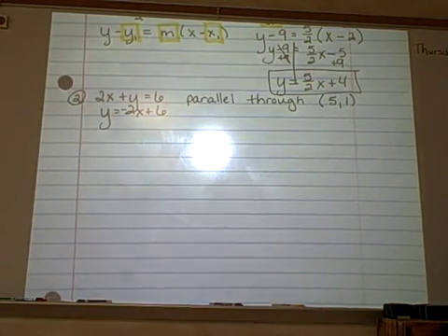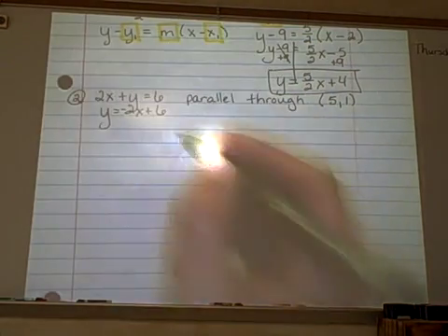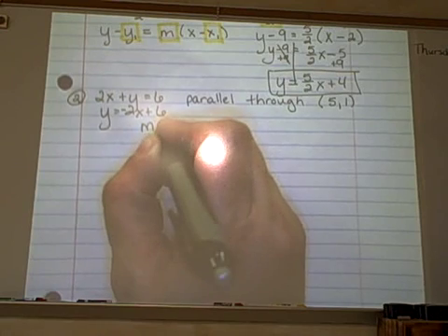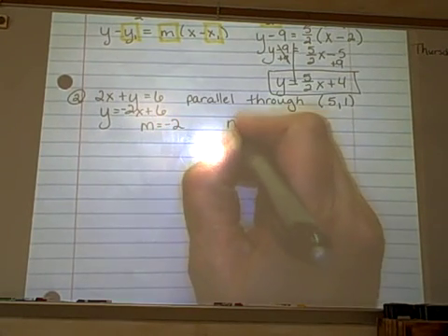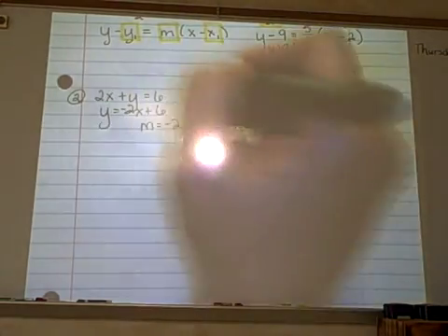Like that. So now do you know what the slope is? Negative 2x. Negative 2, right? So this m is negative 2. So my new m should also be negative 2 because it's parallel.